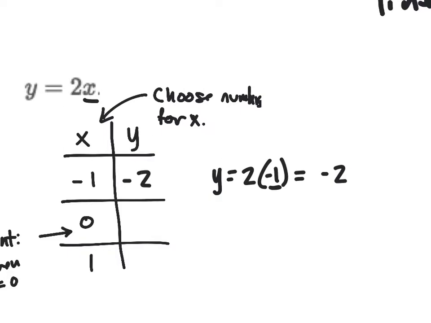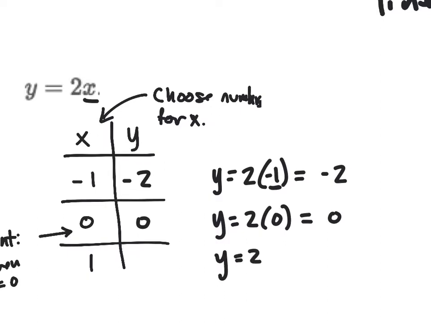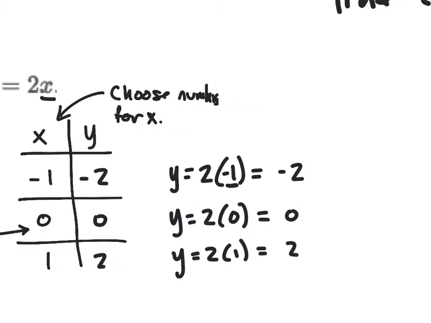Now I'm going to do the same thing for 0. I'm going to plug in 0 for x and see what we get for y. 2 times 0 is just going to give us 0. So I have the point 0, 0. And then if I plug in the number 1 for x, 2 times 1 is going to give me a value of 2.